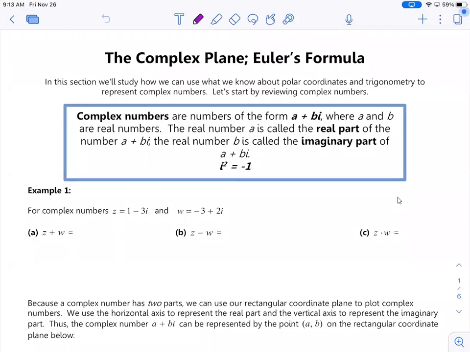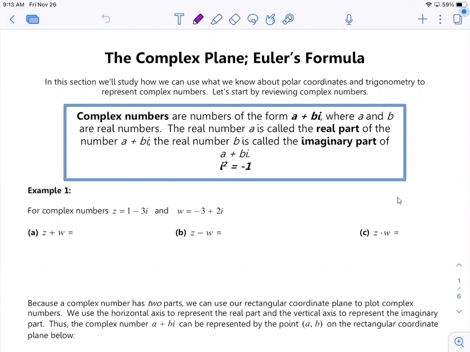Here are your notes for the complex plane, and then we will also discuss Euler's formula. So this is just to expose you to complex numbers. We're not going to get really into depth with them. That will happen in your future courses. But you have talked about complex numbers at some point before you came into 112.